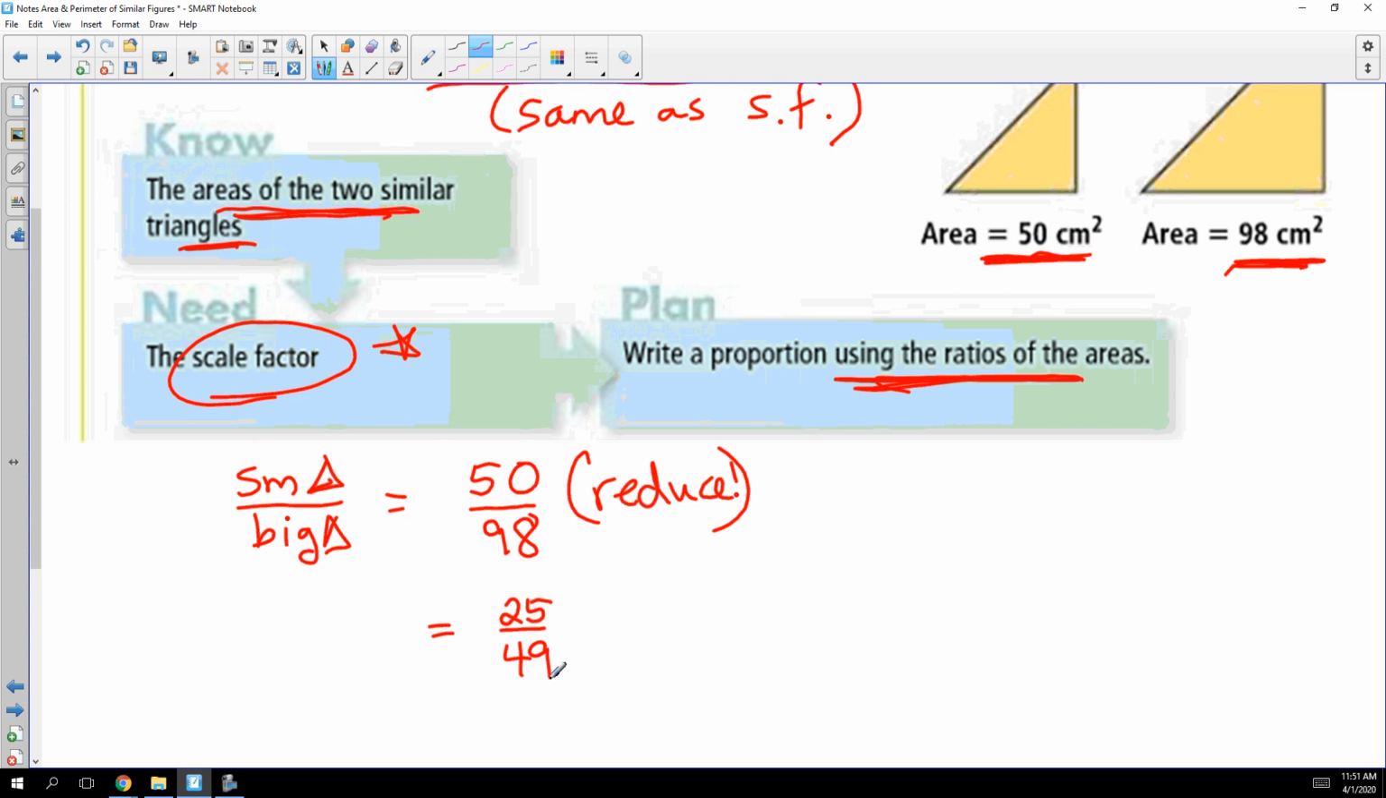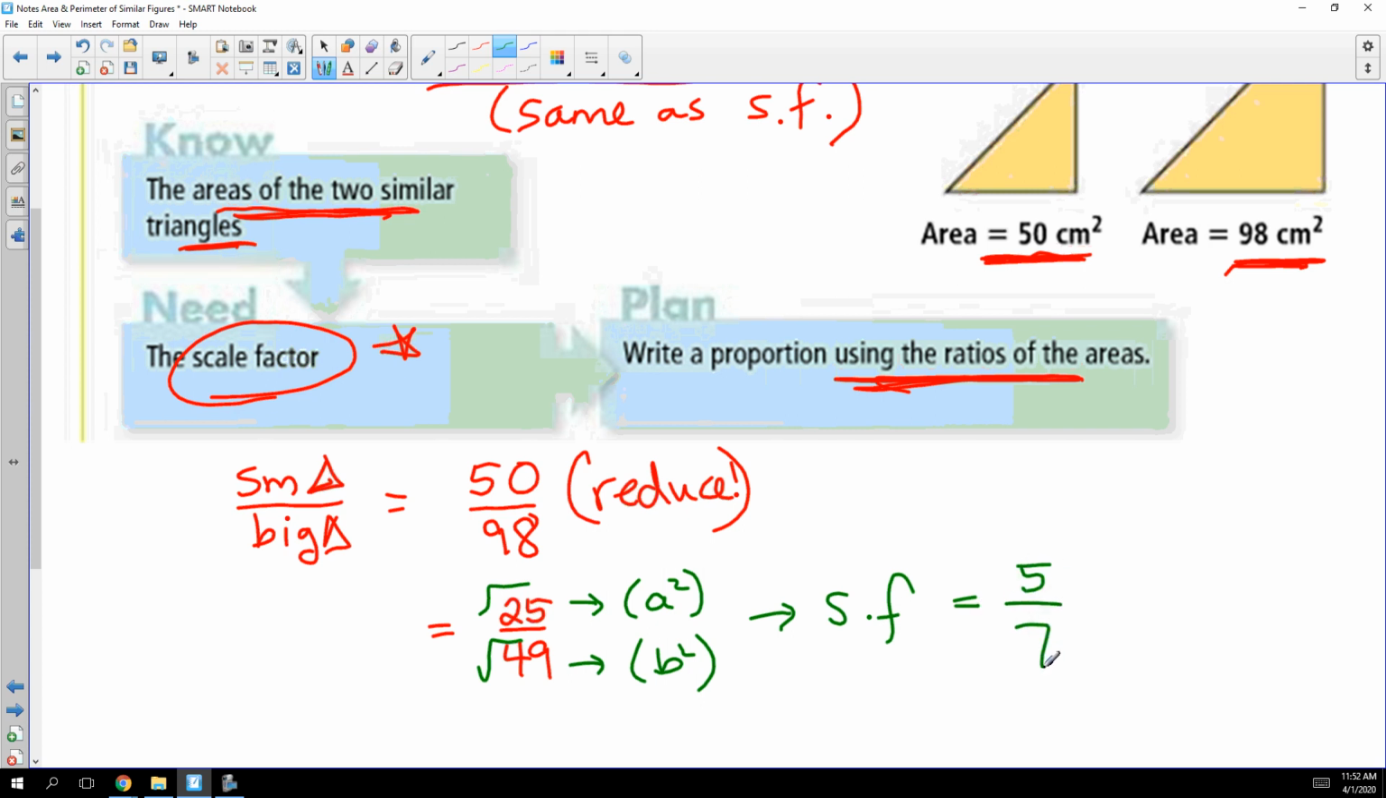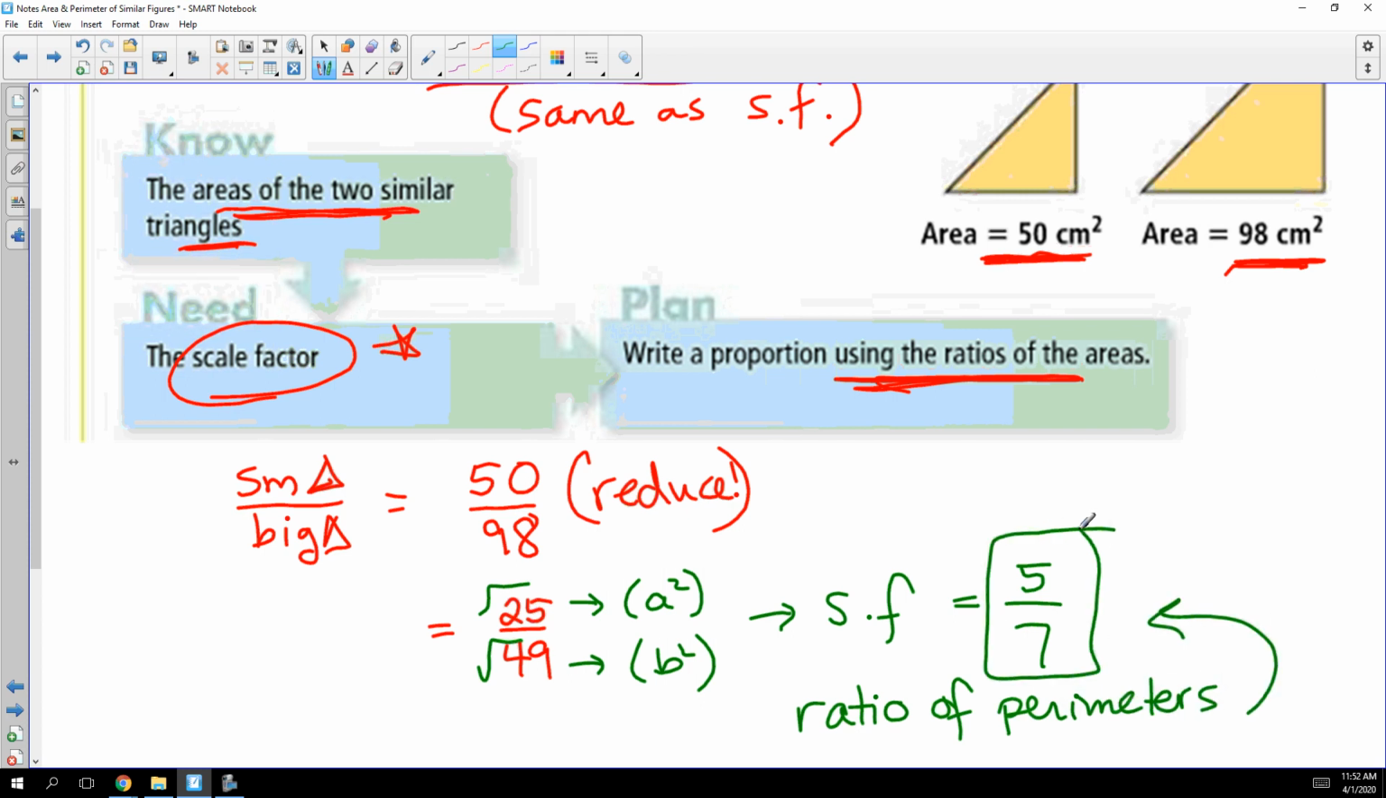What's nice about that is that those are both perfect squares, right? So if you consider that this 25 represents a squared and the 49 represents b squared, then you can just take the square root of each of those numbers separately, and you can tell me then that the scale factor is equal to 5 over 7. And just like the scale factor when you're comparing the sides, the same thing. So this is still going to be the ratio of perimeters. That's the same thing as the scale factor, right? Same exact thing, 5 to 7.